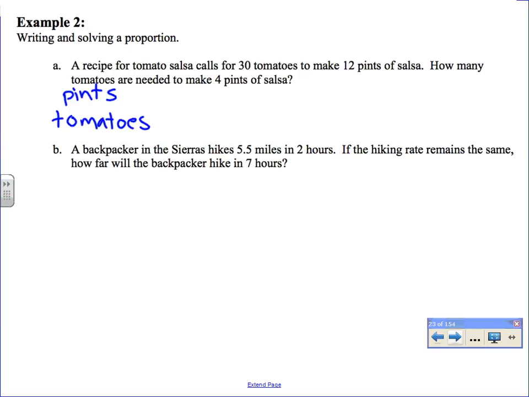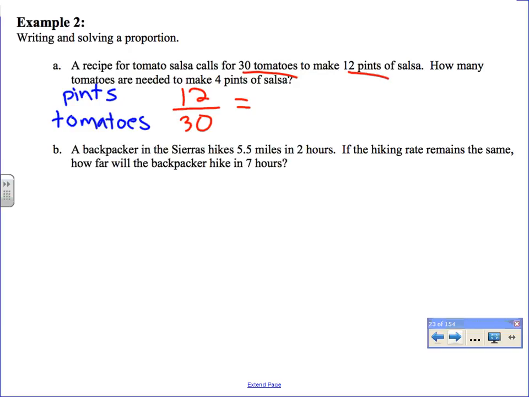What I want you to do after you identify the two different terms that they're discussing in the problem is look at what they gave you. So they told us you need 30 tomatoes for 12 pints of salsa. So you're going to make a ratio, putting those numbers in the correct spot. So I'll say that again. Look at the information that they give you. 12 pints of salsa. You'll need 30 tomatoes for that. Write the numbers where they go. Evan?